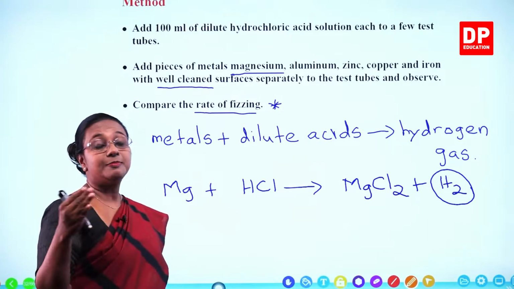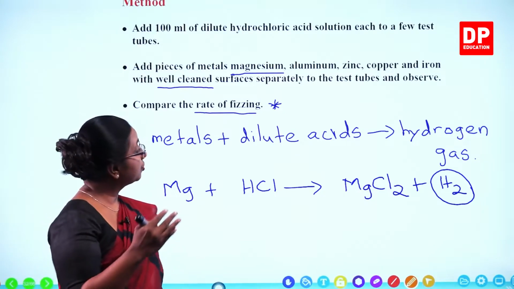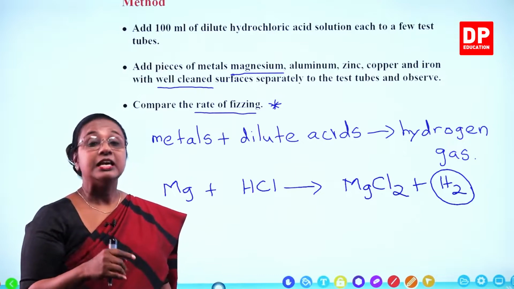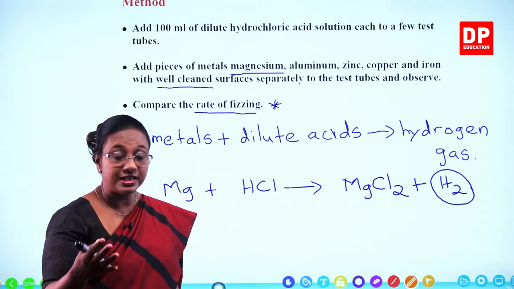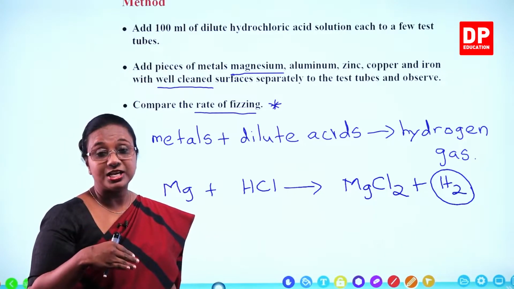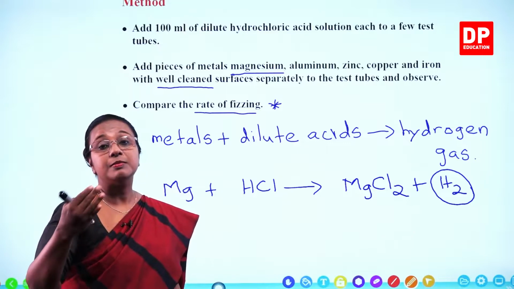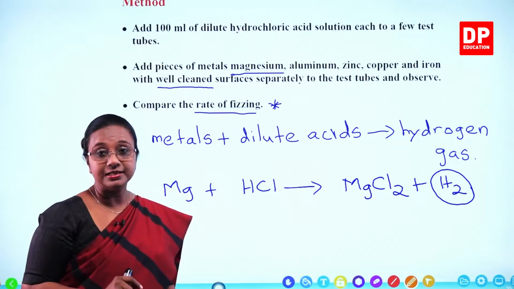So when these metals react, they react at different speed. So that is shown or observed with the rate of fizzing. If the hydrogen gas bubbles are liberated fast, if the rate of fizzing is high, that means the reaction is fast. If the rate of fizzing is less or slow, that means the reaction is slow. So that is how we compare the reaction.